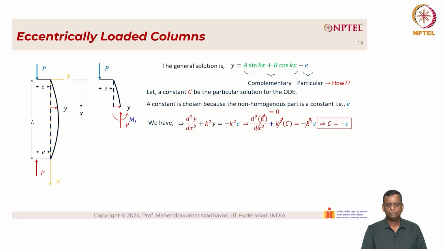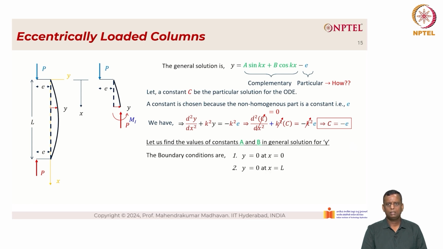Now let us find the values of constants A and B in the general solution for y. The boundary conditions are: one, y equal to 0 at x equal to 0; the second, y equal to 0 at x equal to L. Substituting boundary condition 1, y equal to 0 at x equal to 0, we have 0 equal to A sin 0 plus B cos 0 minus e, which gives rise to B equal to e. Now y equal to A sin kx plus e cos kx minus e.